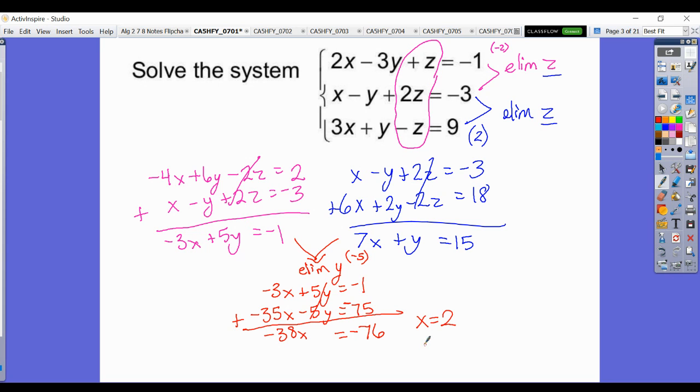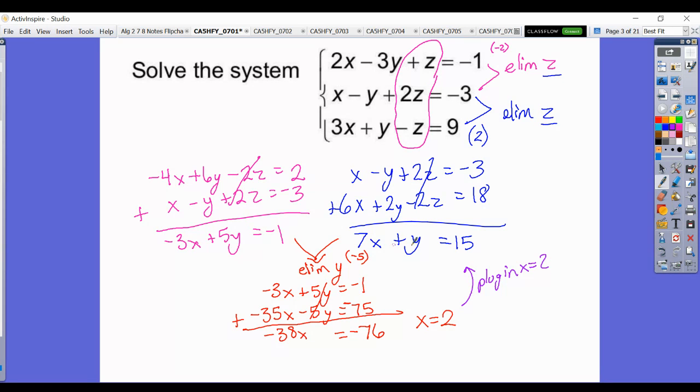Okay, now that's not my final answer, because my final answer needs to have an x and a y and a z. So basically from here, you just work your way back to plugging things back in. So then now that I have x equals 2, I will go back a step and plug in x equals 2.